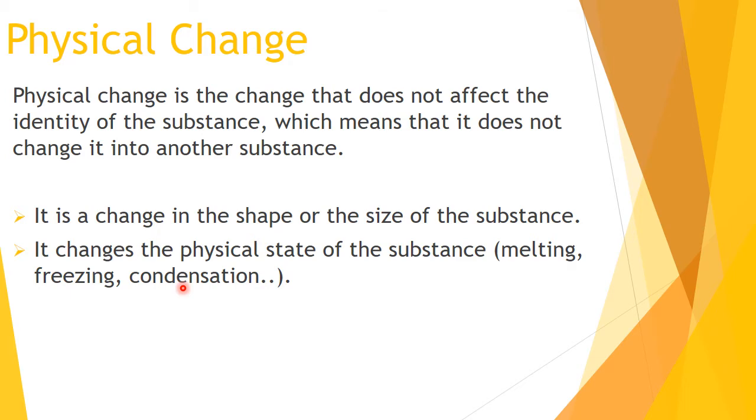Let's start first with the physical change. What do we mean by a physical change? It's a change that does not affect the identity of the substance, which means that it does not change it into another substance. So during a physical change, there is no formation of a new substance. The identity of the substance remains the same. It's only a change in the shape or in the size of the substance without affecting its identity. The substance remains the same.